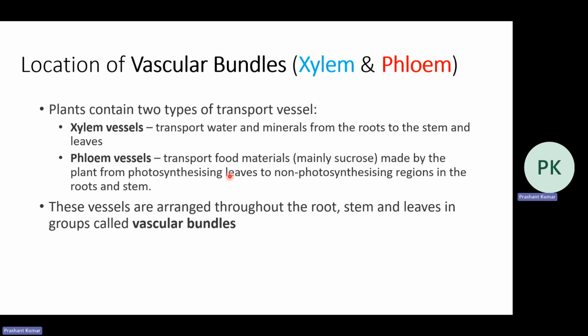It is made in all photosynthesizing leaves, right? And then it goes to the root and stem, because root and stem don't do photosynthesis. So the food is transported to those areas where photosynthesis does not take place, because they don't have chloroplasts and there is no pigment. Xylem and phloem are collectively called vascular bundles, and these vascular bundles are spread throughout the plant, everywhere from root to shoot, then leaf, everywhere.